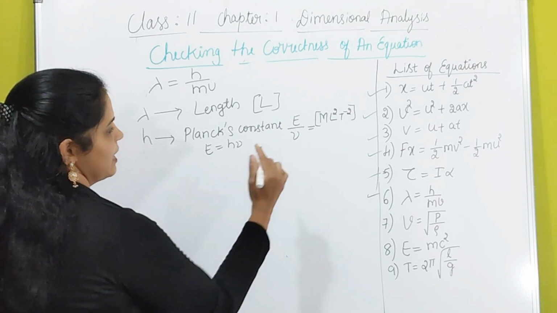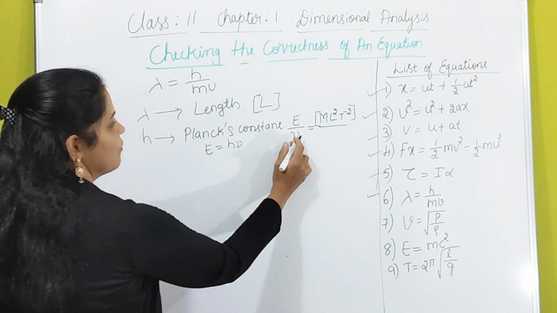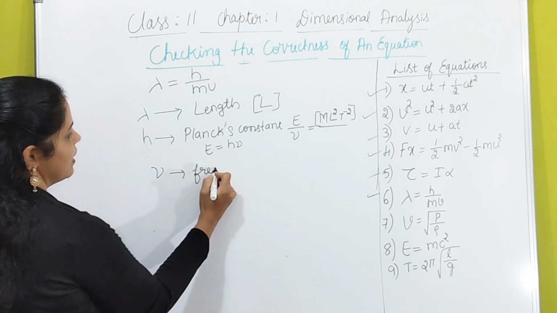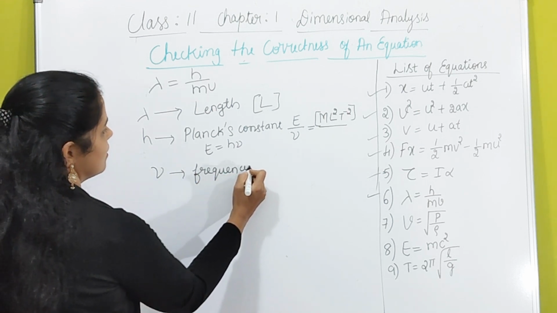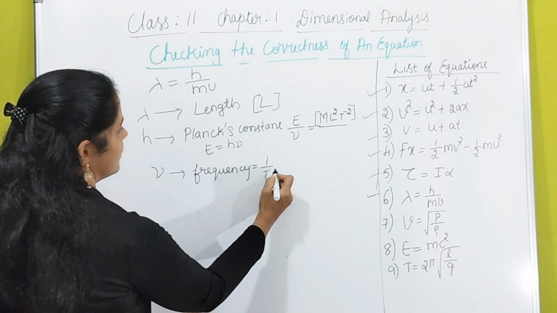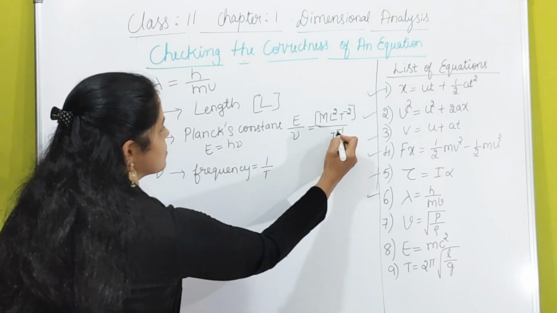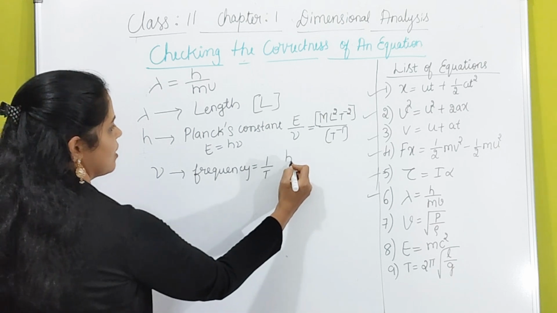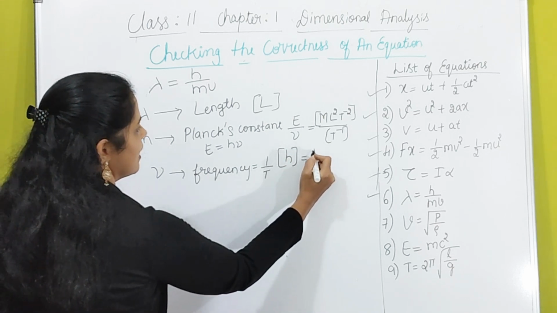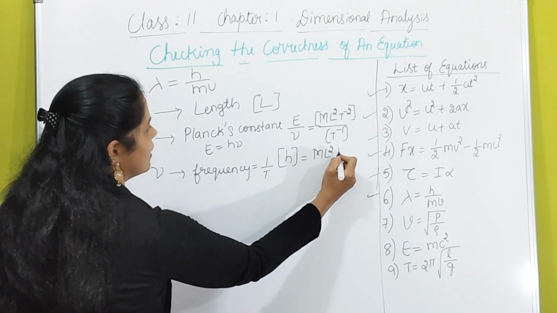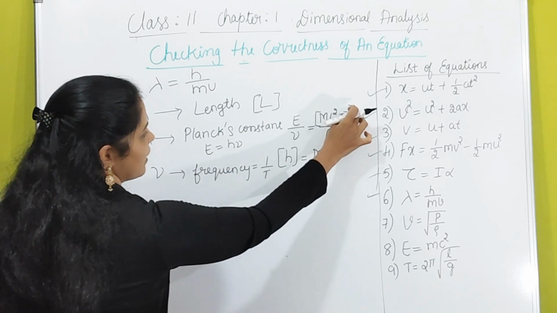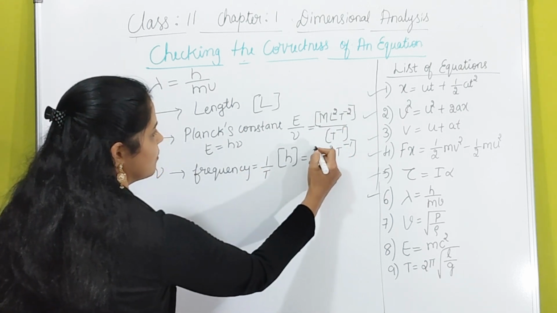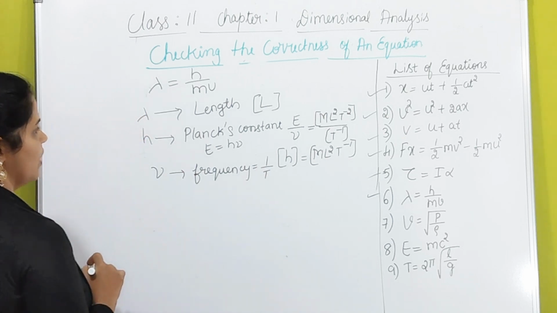Force into displacement divided by nu, frequency. Frequency is 1 over time, so it is T to the power minus 1. Together we can write the dimensional formula of h as ML²T to the power minus 1. When it comes to the numerator it becomes plus 1. So minus 2 plus 1 is minus 1.